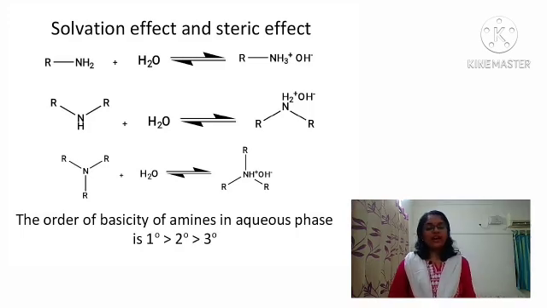Another important factor affecting the basicity of amines in aqueous media is the steric effect. When we compare alkyl amines, that is primary, secondary and tertiary, in tertiary amines there are three alkyl groups. That means overcrowding is high, that is, steric hindrance is maximum, so the hydration is least. But in primary amine there is only one alkyl group, so overcrowding is less and hydration is easy. So according to the steric effect also, we can find the basic strength order as primary greater than secondary greater than tertiary amines.